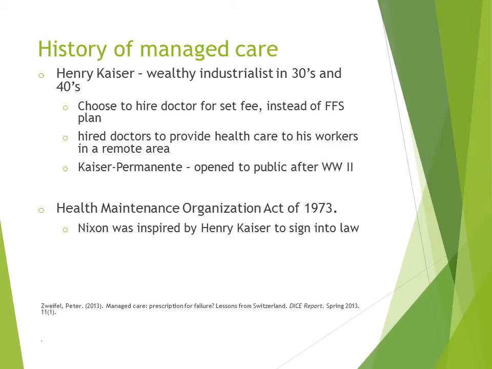Henry Kaiser, a wealthy industrialist in the 1930s and 1940s, brought attention to the inefficiencies of the fee-for-service style of medicine. In 1945, he needed doctors for his construction crews working in the remote areas in the northwestern United States. There were very few doctors in the area. Kaiser's solution was to hire his own doctors and pay them a set fee for treating his construction workers. After World War II, he opened this system to the public under the name of Kaiser Permanente.